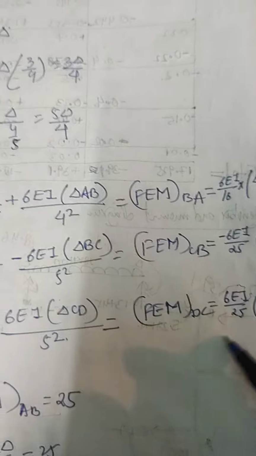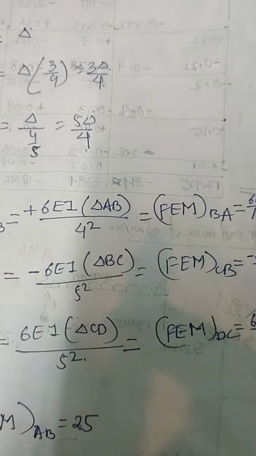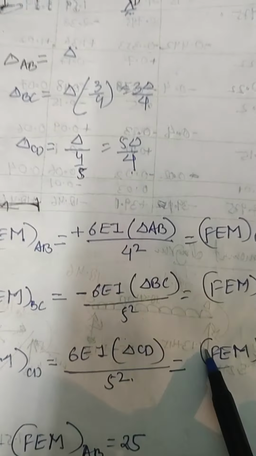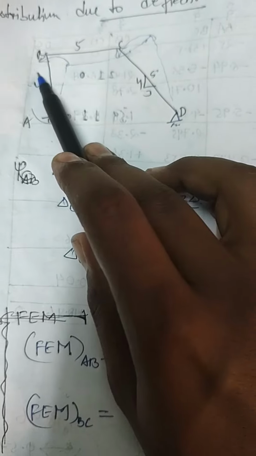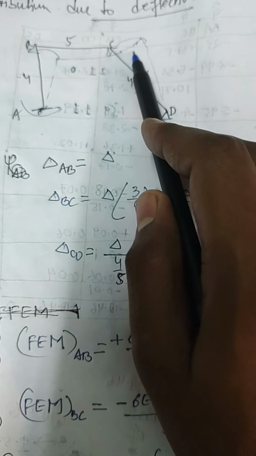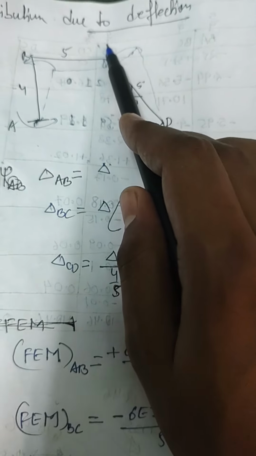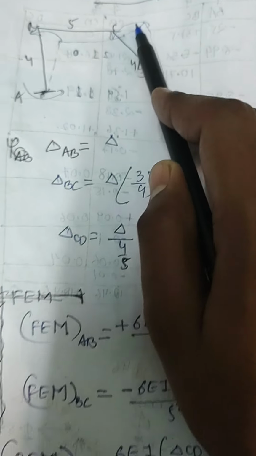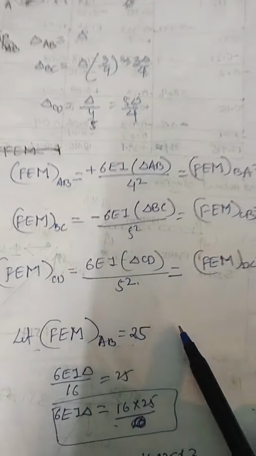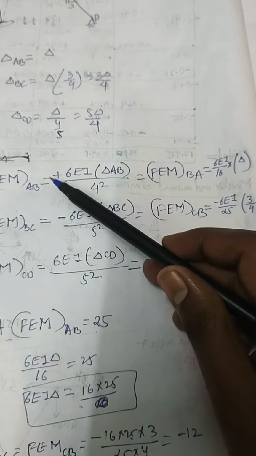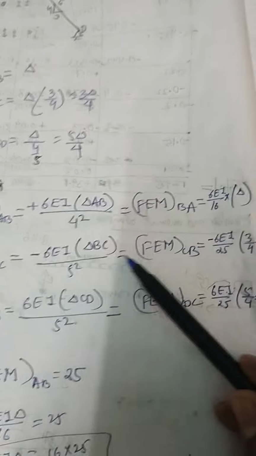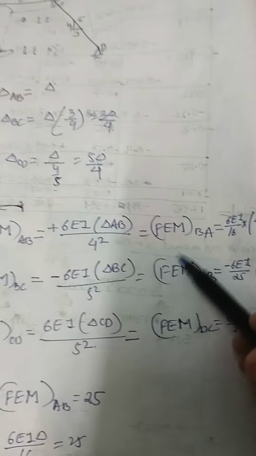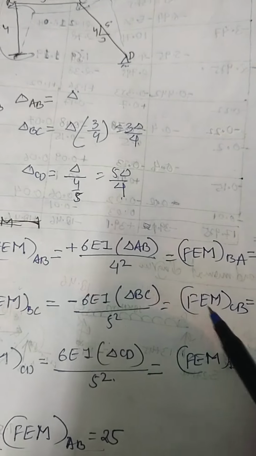Okay, it is independent of delta. Delta doesn't have any sign. The sign convention is for fixed end moment only. And for the BC portion, it is deflecting in the opposite direction, so the moment will be opposite for this BC portion. So the fixed end moment is positive for AB and CD, and it's negative for BC. This is happening in all situations. This is the only sign convention for moment.